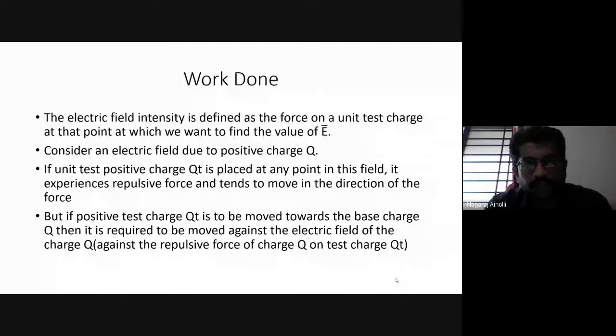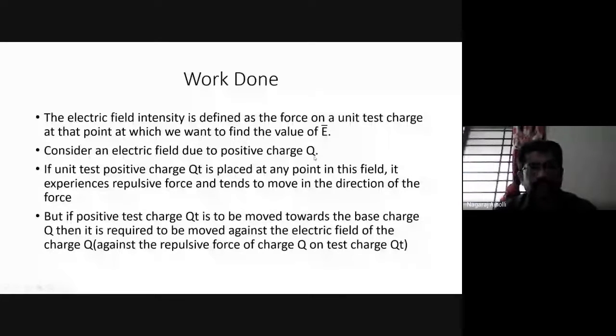That means the force experienced by a unit test charge or a unit charge is called electric field intensity at that point where we are finding the electric field intensity. That is, electric field intensity is defined as the force on a unit test charge at that point at which we want to find the value of E bar. Consider electric field due to positive charge Q. Consider charge Q and the electric field due to this charge Q.